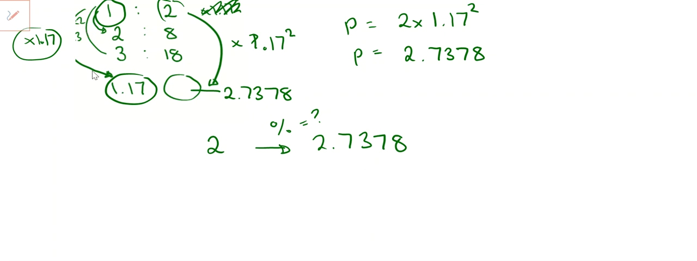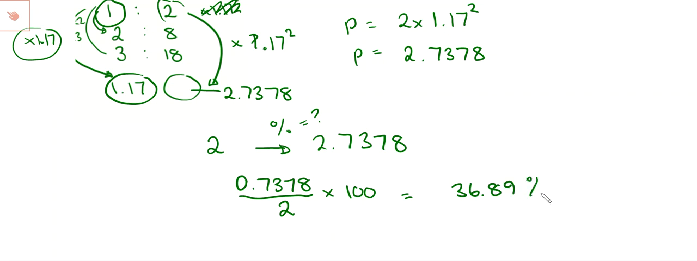Okay. So we have a 0.7378 change, divided by 2, times 100, and what do you get? 36.89%. So it's an increase of 36.89%.